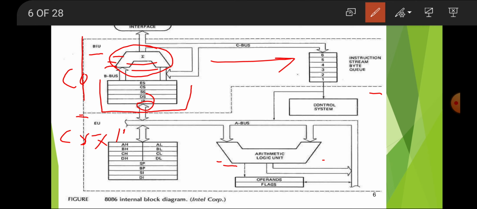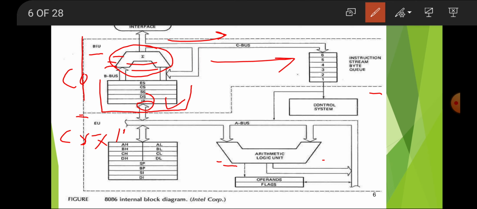Suppose the code segment address is 1000, multiplied by 10, that is 10,000, and the IP, that is the instruction pointer address, is 500. So what exactly happens? It sends on the address bus 10,500. Okay, that is nothing but the address of that instruction, or you can say of that code segment.